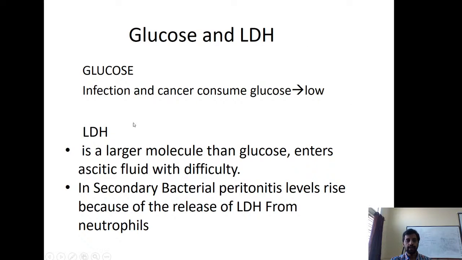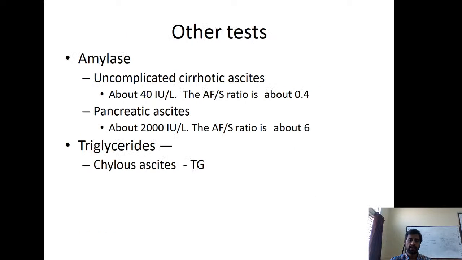And LDH. LDH is a larger molecule than glucose and enters ascitic fluid with difficulty. So whenever there is inflammation of the peritoneal cavity, because of the leaky channels, your LDH may be leaking into the abdominal cavity. This doesn't hold much significance nowadays. It's mostly based on glucose, neutrophils, and albumin that we'll classify. Other tests, like I said, amylase. Uncomplicated cirrhotic ascites usually has a normal level of 40 international units per liter, but in pancreatic ascites, because of the leak of amylase and lipase into the body, you will have around 2000 international units per liter.